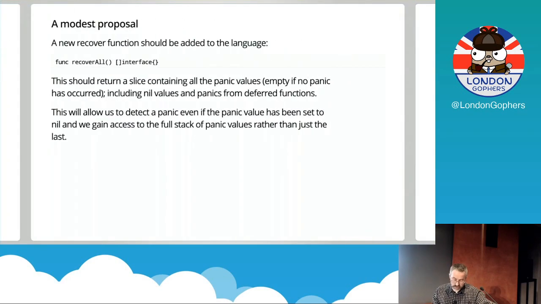So, a proposal, if anybody from the Go language team is listening to this: it might be nice to have a new recover function, recover all, which can return a slice of interfaces. Then you can know that a panic has occurred if the length of the slice is non-zero, and you can also determine all of the panic values you've got. If you want to do recover, this is more useful.